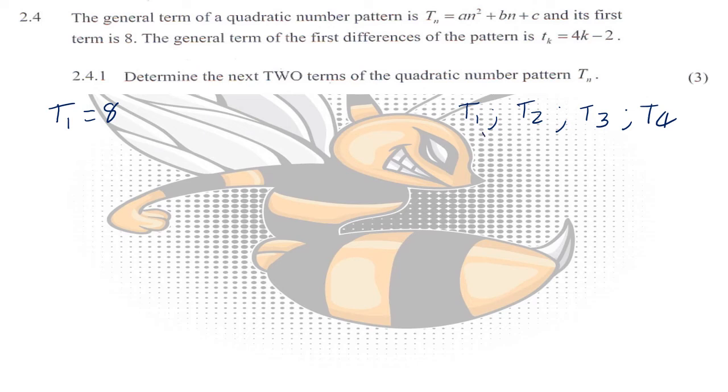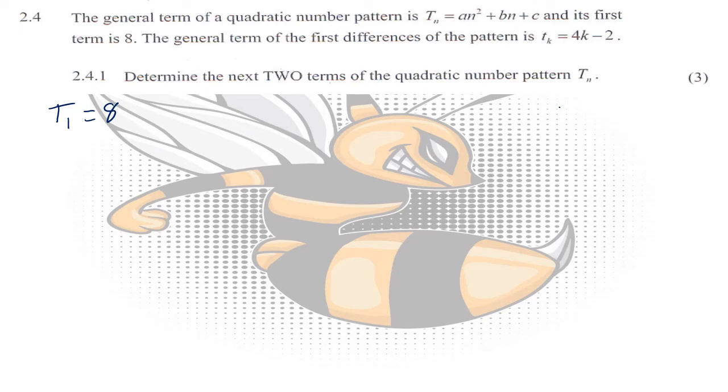Then to find the differences between term 1 and term 2, the formula to determine them is tk equals 4k minus 2. And since it will be the first one, k will be 1. So essentially all that this tk equals 4k minus 2 means is that this is the formula we can use to determine the differences between the terms of the quadratic. So that's all that means at the end of the day.